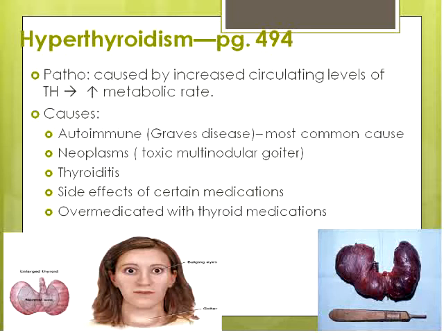Graves, just like we had Hashimoto for hypothyroidism, Graves is your autoimmune hyperthyroidism. It is the most common cause of hyperthyroidism. It can also be a result of neoplasms, toxic multinodular goiter, where you have a goiter that's producing too much T3s, T4s. Thyroiditis and inflammation of your thyroid. Side effects of certain medications or over-medicated with thyroid medications.